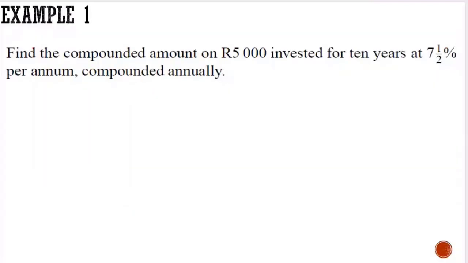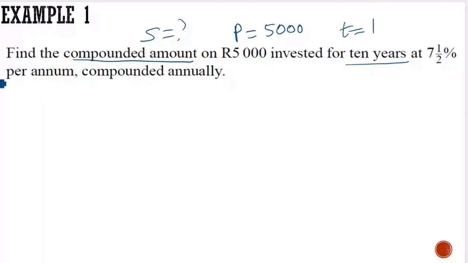Okay, here's the first example. We are saying now find the compounded amount on 5,000. The minute they say a compounded amount, you know they're looking for the future value. A compounded amount on 5,000, that means your present value is equal to 5,000. Invested for 10 years, your T here is 10. And then you've got your interest here. Your interest is per annum compounded annually.